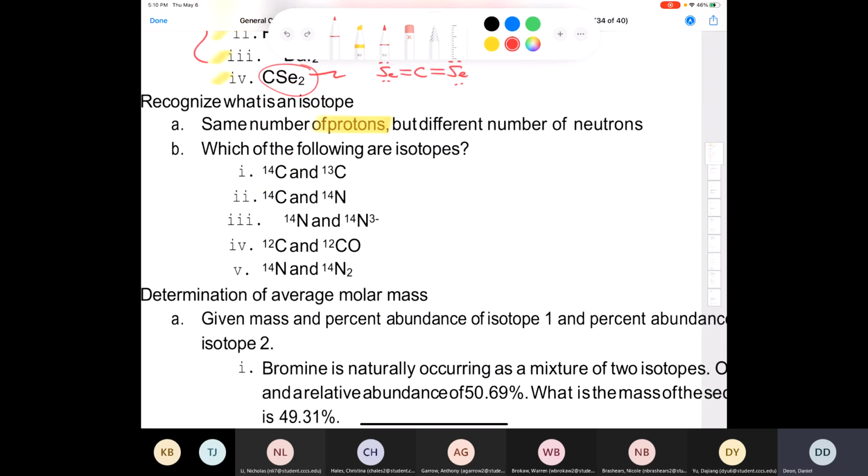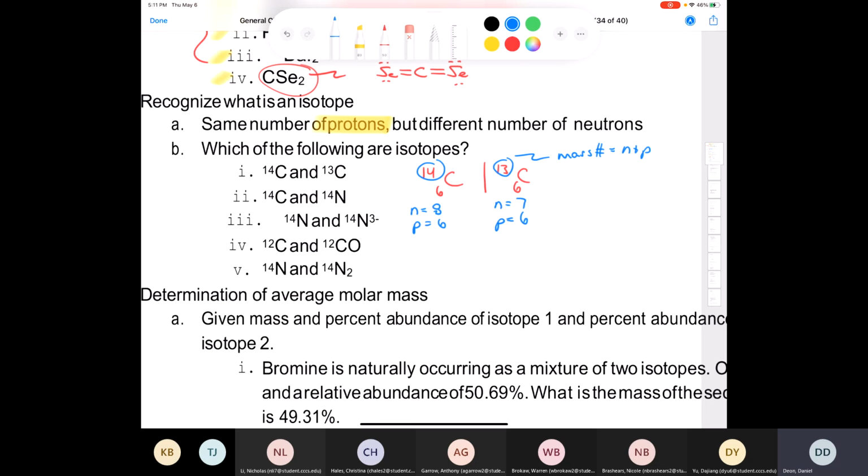Well, if we compare these two, you have carbon-14, carbon has 6 protons, and if you compare it to carbon-13, remember that this number here is the mass number, which is the sum of the number of neutrons and protons. And so carbon-14 has 8 neutrons and it has 6 protons, whereas carbon-13 has 7 neutrons and it still has the 6 protons. All right, so that's the kind of rationale you want to take there. So carbon-14 and carbon-13 are isotopes.